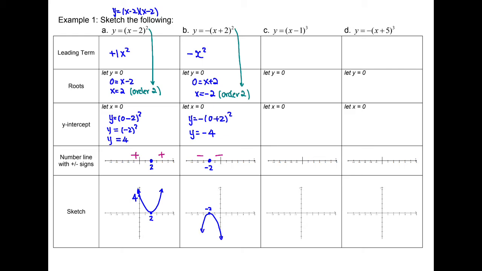And where they go through the y-axis, we label them negative 4, which is the y-intercept.